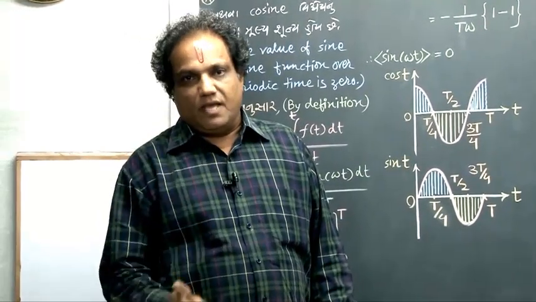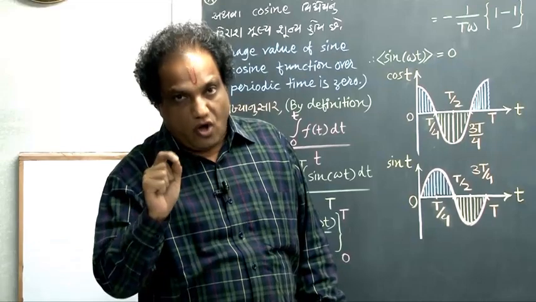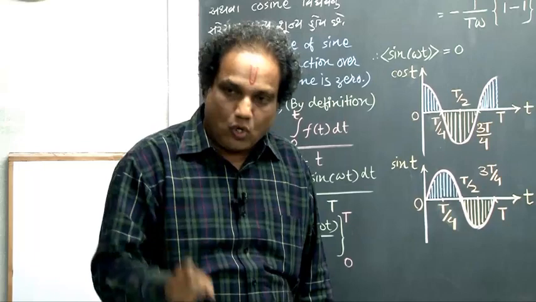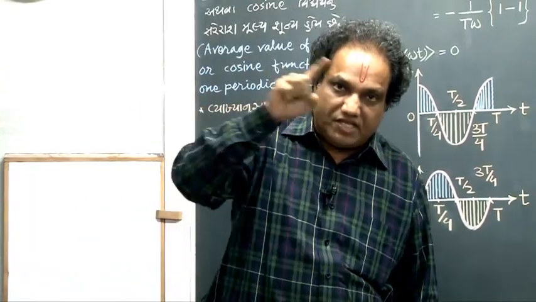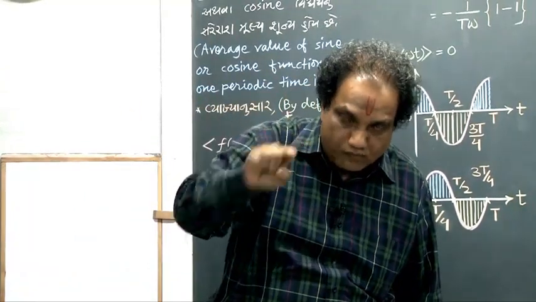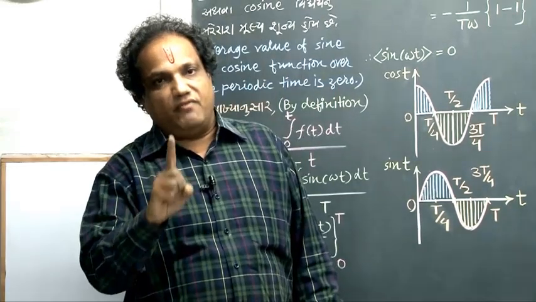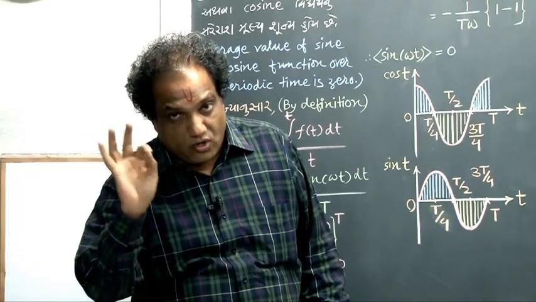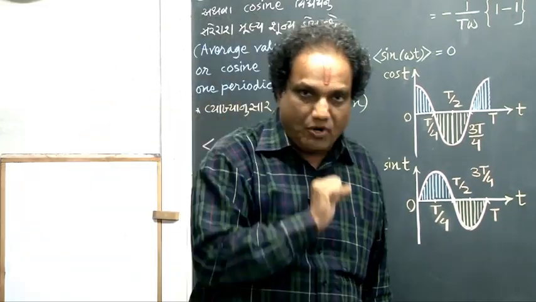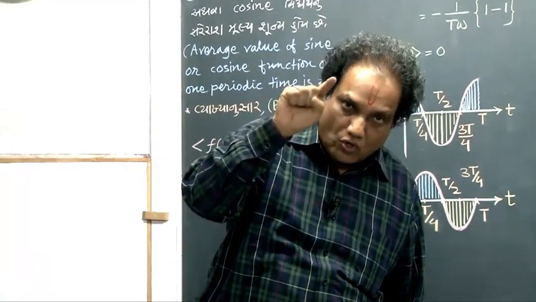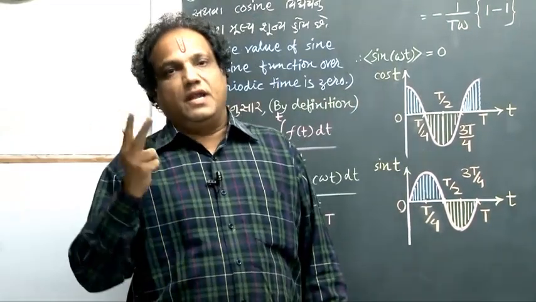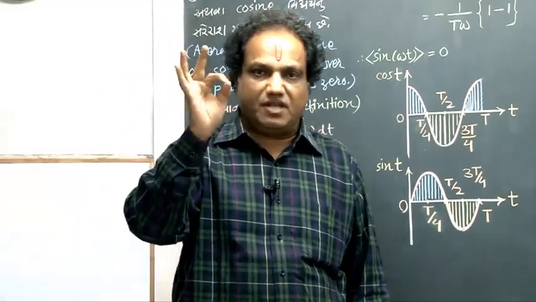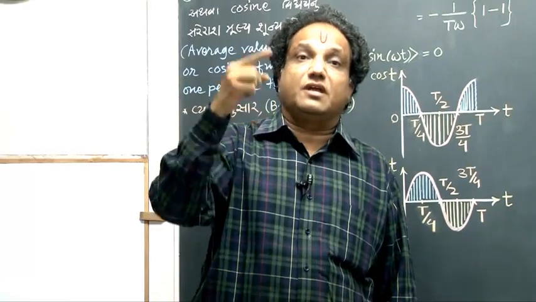I am showing you. We find that the average value of a periodic function like sine or cosine over one periodic time is found to be 0. I repeat, the average value of periodic functions like sine or cosine over one periodic time is 0. How to prove it? Let us prove it in 2 different manners. First using a mathematical formula, and second using a graph.